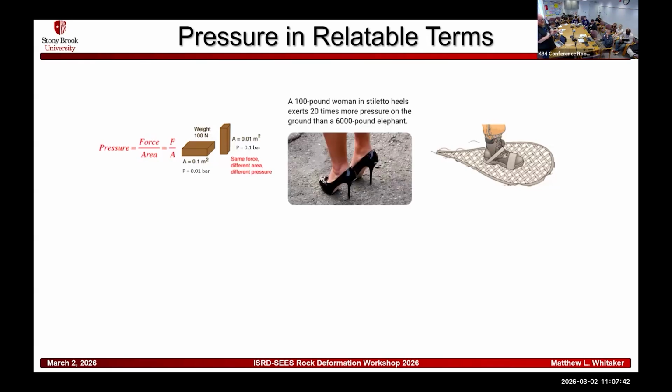Little interesting point of fact is that a 100-pound woman in stiletto heels exerts 20 times the amount of pressure on the ground than a 6,000-pound elephant, which is precisely why I stopped wearing stiletto heels. And they're very, very difficult to find in size 16 men's.